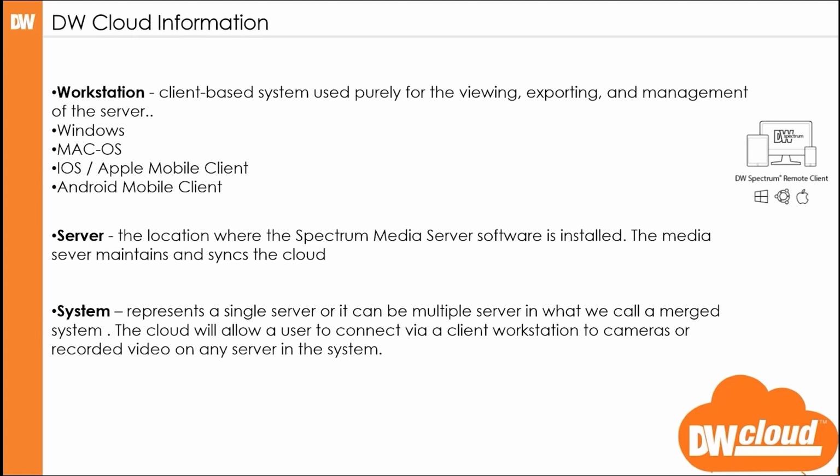A workstation is a system, again a PC, but it could be a Mac or Windows PC, an iOS device, or an Android device running Spectrum, and you can connect to any system or server via the cloud. To me, a server is a single computer running Spectrum. A system is multiple servers together, and there's a thing we do called a merge, which allows you to take multiple servers and merge those NVRs together, making a system, which, when we talk about the cloud, will appear as multiple servers appearing as one system.